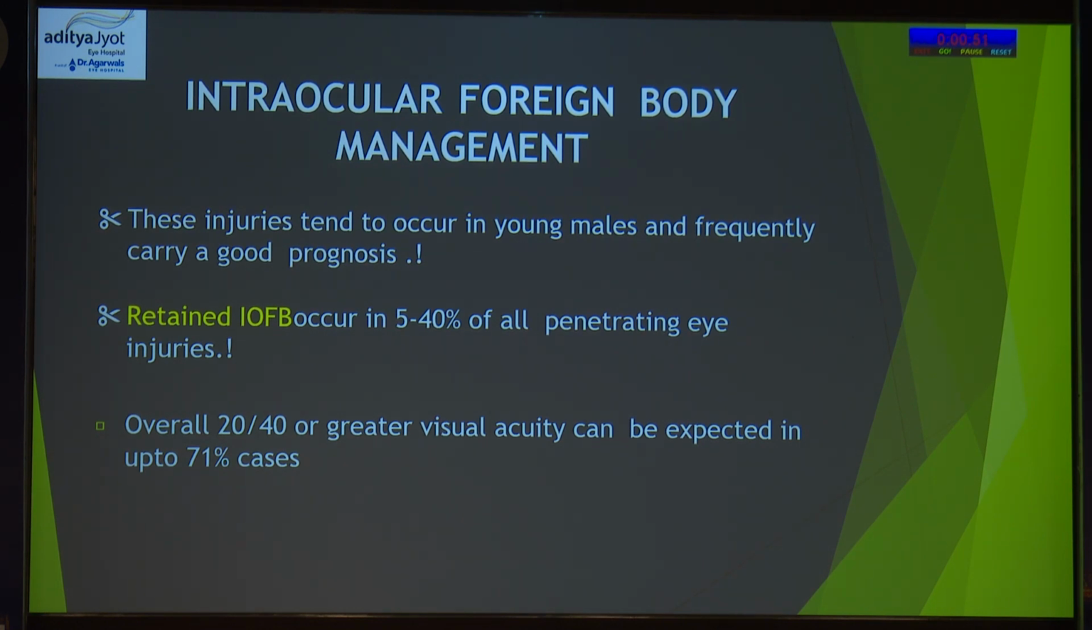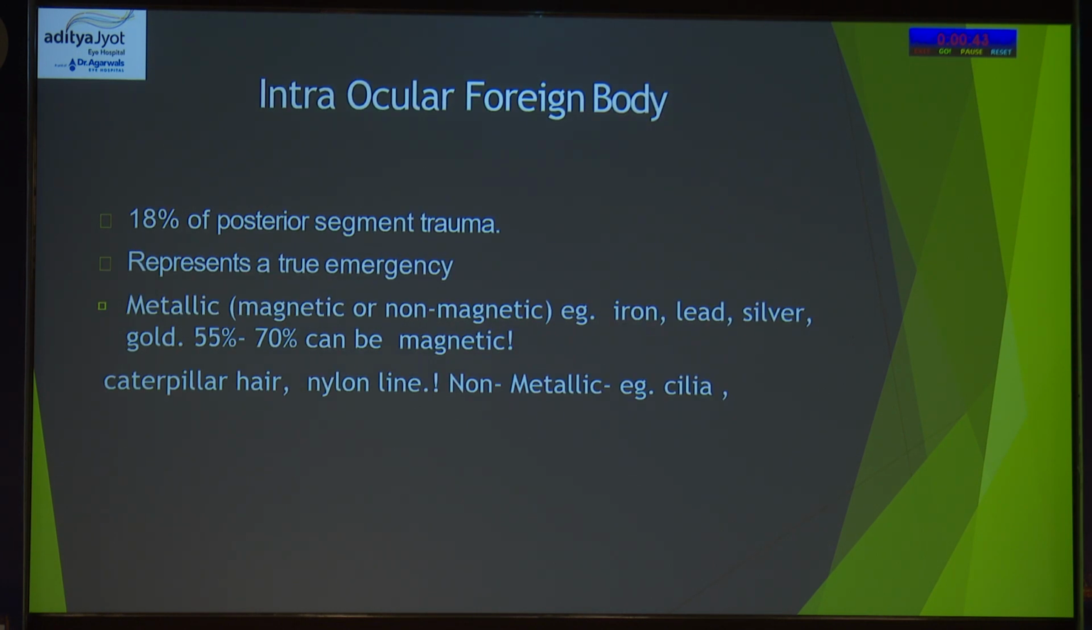Retained intraocular foreign body occurs in 5 to 40% of all open globe injuries, and overall, 20 to 40% or greater visual acuity can be expected in up to 71%. 18% of posterior segment trauma will have a foreign body. It represents a true emergency.